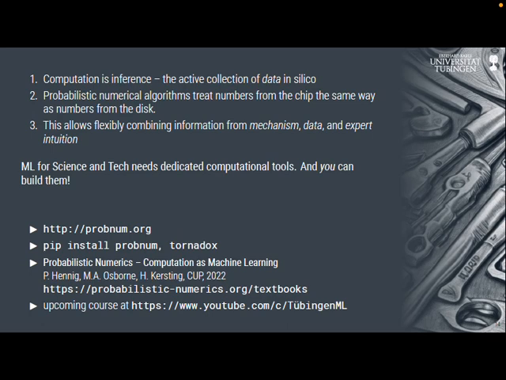This idea is called probabilistic numerical computation, and you can read more about it if you like in the textbook that Ingo already mentioned, that I now have already plugged for the second time. You can read it for free online under this URL. Of course, you can also buy it if you really want to.